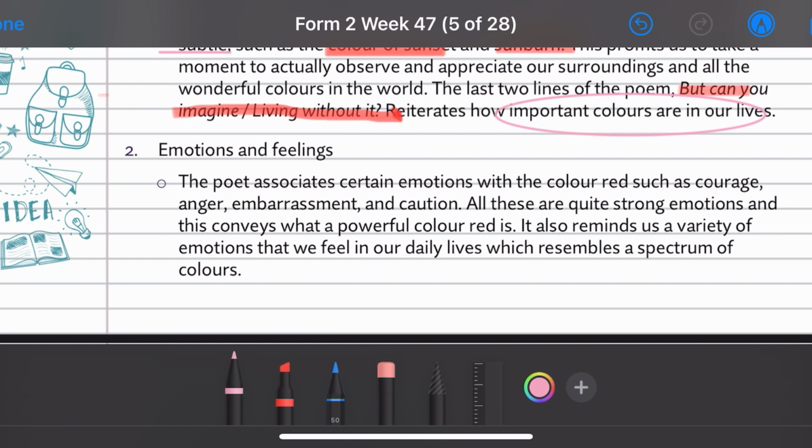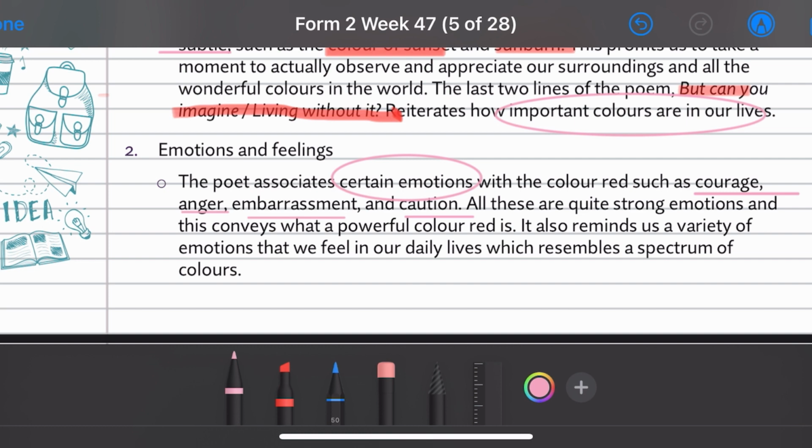Okay, the poet associates certain emotions with the colour red. He links several emotions with the colour red, for example, courage, anger, embarrassment and caution. Courage is keberanian, anger is rasa marah, embarrassment is rasa malu, and caution is rasa ingin berjaga-jaga atau berhati-hati. All these are quite strong emotions and this conveys what a powerful colour red is.